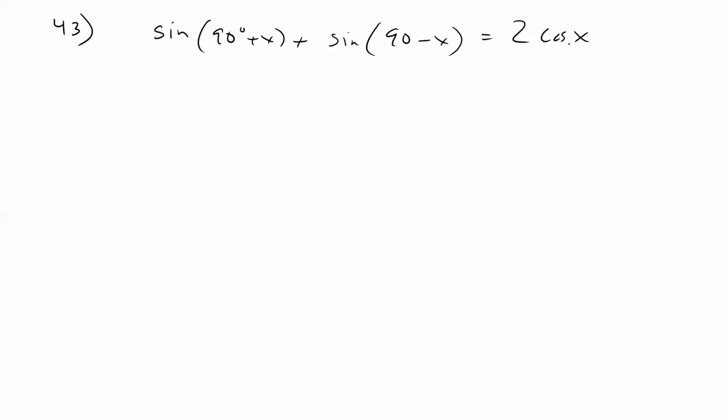Okay, so back to math here. It's the Alpha Centauri deal. 43 is this one. Prove each identity. What do you guys say? Any suggestions?